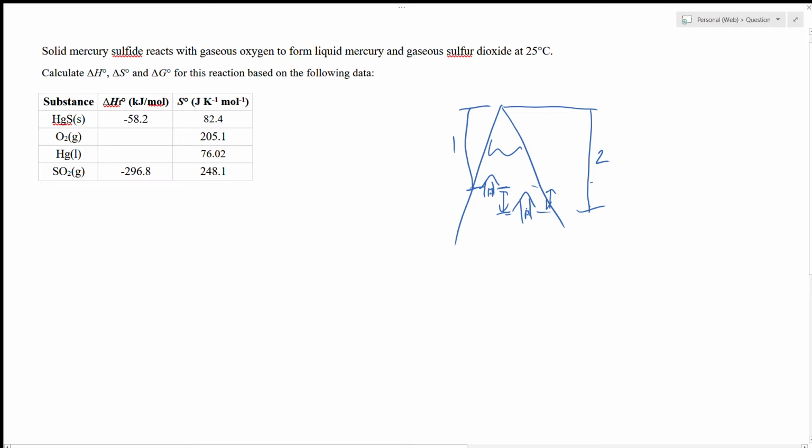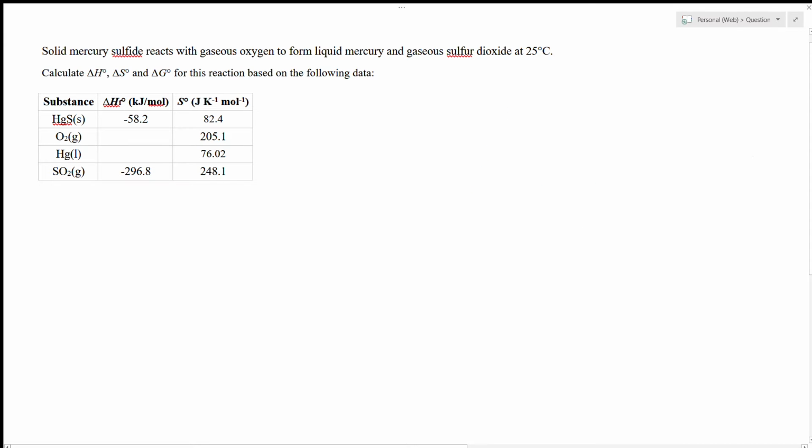Let's dive into this example and see if we can use the same sort of analogy in the chemical sense. This question says we've got mercury sulfide in the solid state reacting with oxygen gas to produce mercury liquid and gaseous sulfur dioxide. You can see there's one mercury on both sides, one sulfur on both sides, and one oxygen on both sides, so we have a balanced chemical reaction.